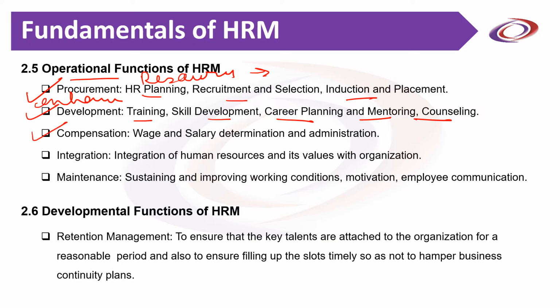Then compensation, wage and salary determination. Wages are to be paid in cash as well as in kind. There are various benefits that are provided, such as the social security schemes given by the employer. So how wage determination is to be done comes under compensation. Now the younger generation wants attractive compensation, that is to be kept in mind.